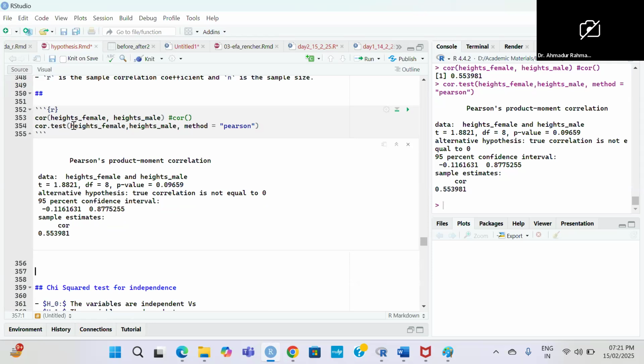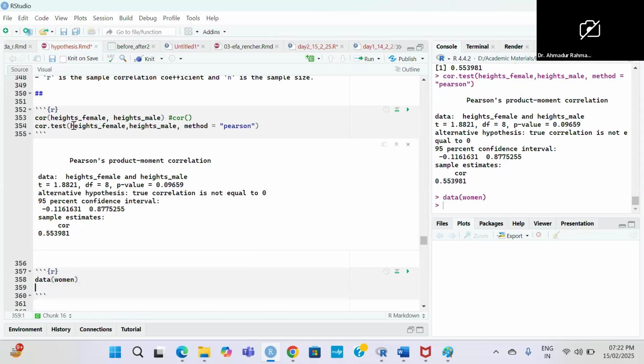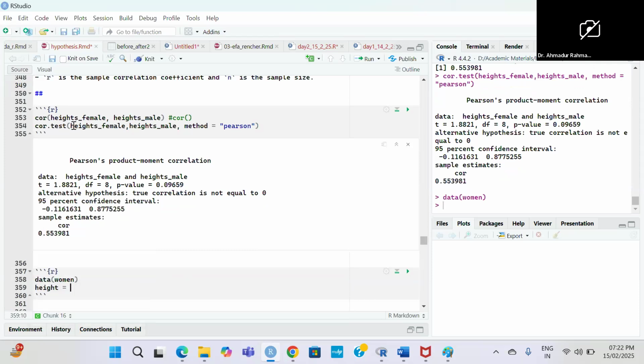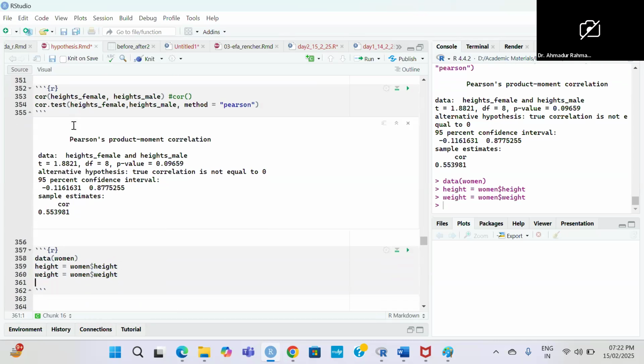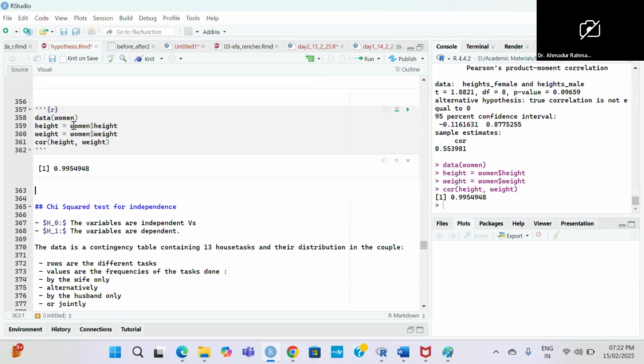Just suppose we have a data set in R, named women. So this data is the women data. We read this data, and in this data height and weight of the women are there. So we write women dollar height and then weight is equal to women dollar weight. Okay, we run these two, then we calculate the correlation between the height and weight. So the correlation is 0.9954, and this is obvious.